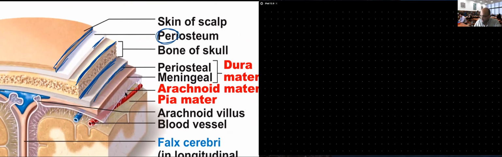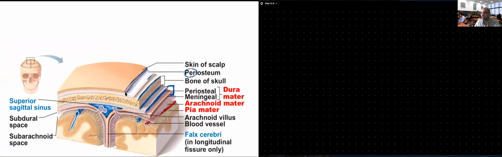The internal layer here of the periosteum, the internal periosteum, is going to be fused with the meningeal part, and both together, the periosteum on the inside surface of the bone and the meningeal part, both of them are going to be considered my first meningeal layer. It's my dura mater. So the very first membrane that will be covering the brain from outside is formed of the periosteal part and the meningeal part. We call this my dura mater.